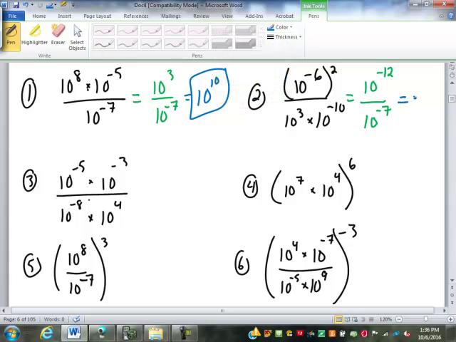Now we're dividing 10 to the negative 12th divided by 10 to the negative 7th. We are going to subtract. Negative 12 minus negative 7 is a negative 5. Anybody have both of the first two right? Cool.